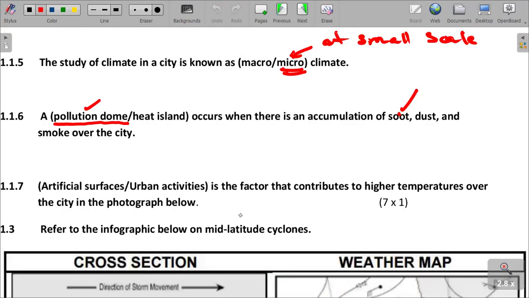So urban heat island is caused because of the development or the use of artificial surfaces. Artificial surfaces result in the contribution of higher temperatures over the city according to the photograph that we are given there.